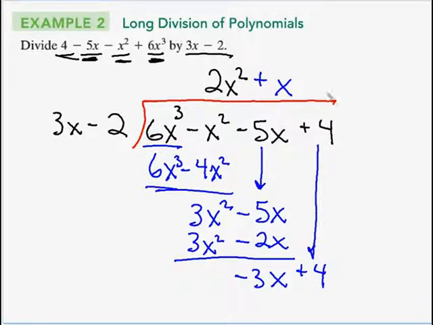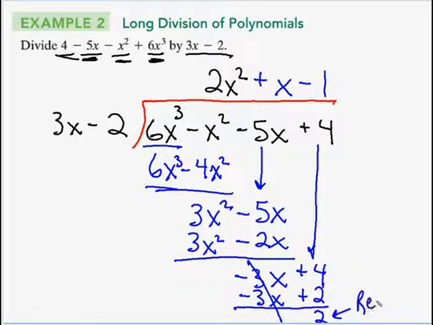All right, last one. Something up here times 3x is minus 3x. Well, that'll have to be a minus 1. Minus 1 times 3x is minus 3x. And the minus 1 times the minus 2 is plus 2. And again, here we are subtracting. Subtract the first terms, there's nothing. 4 minus 2 is 2. Now notice there's no more terms to bring down. So this is our remainder.